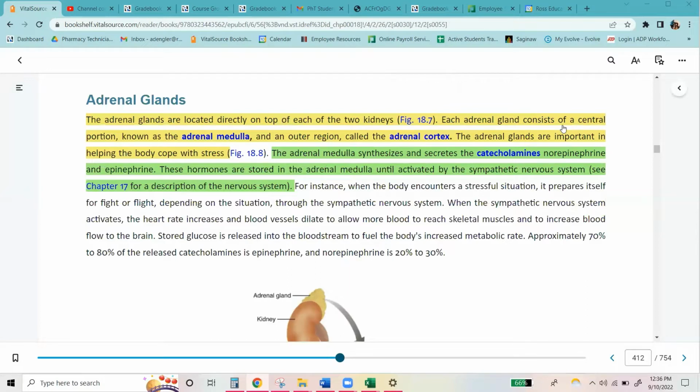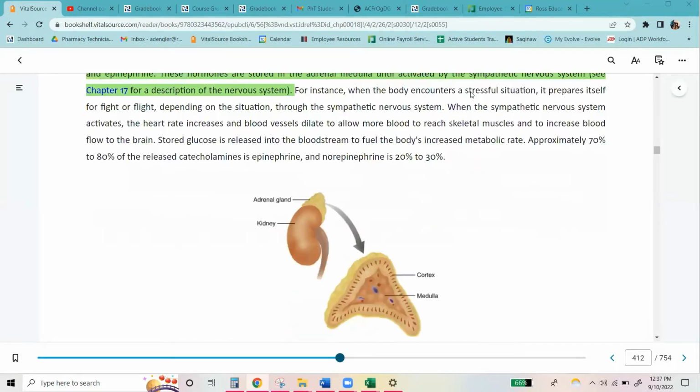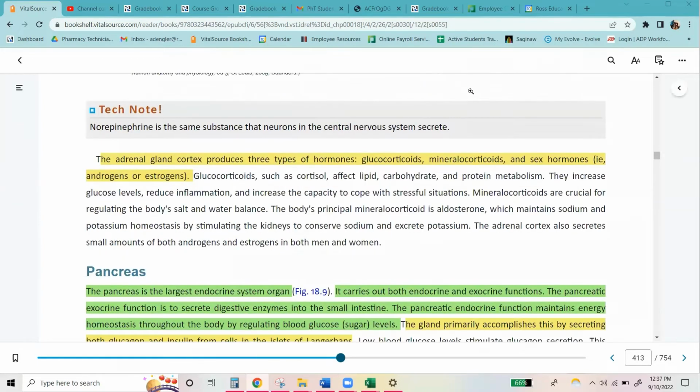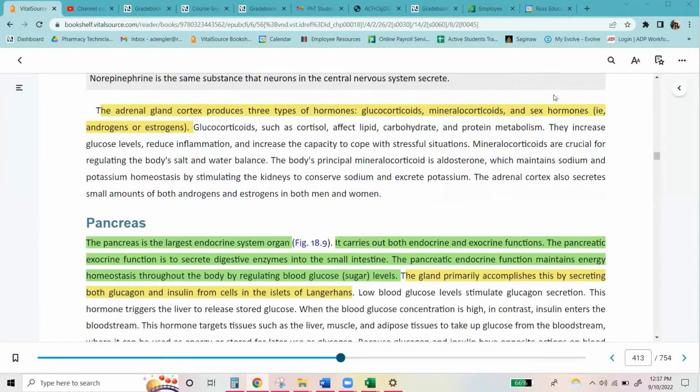The adrenal glands are located directly on top of each of the kidneys. Each adrenal gland consists of a central portion known as the adrenal medulla and an outer region called the adrenal cortex. The adrenal glands are important in helping the body cope with stress. The adrenal medulla synthesizes and secretes the catecholamines, norepinephrine and epinephrine. These hormones are stored in the adrenal medulla until activated by the sympathetic nervous system. The adrenal cortex produces three types of hormones: glucocorticoids, mineralocorticoids, and sex hormones like androgens or estrogens.